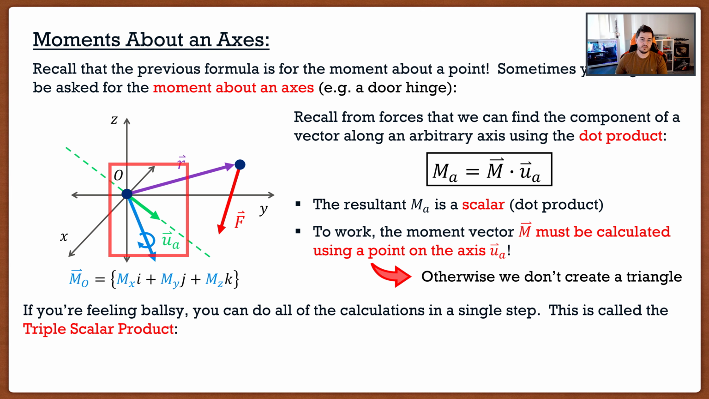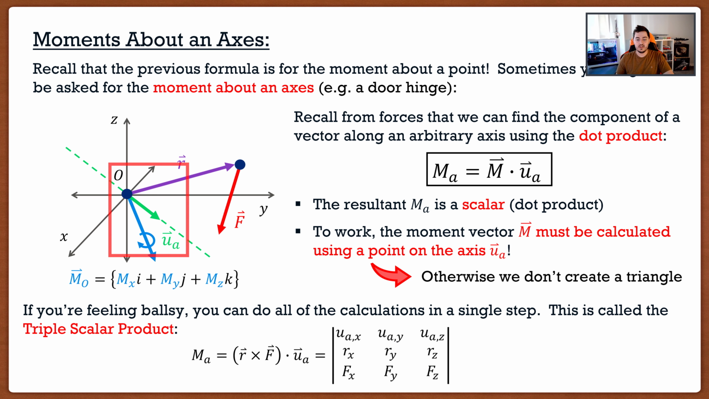Now, if you guys are feeling particularly ballsy and don't want to do these steps, so if I were to look at this question, there's two steps: find the moment about point O, then take the projection. But some of you guys may be feeling really great and saying, you know what, I'm going to do it all in one step, no problem at all.